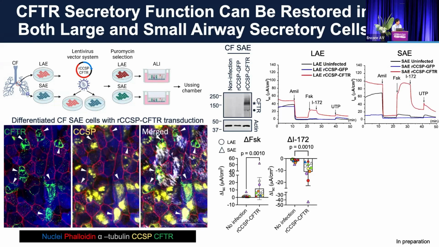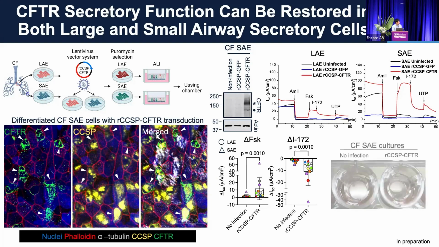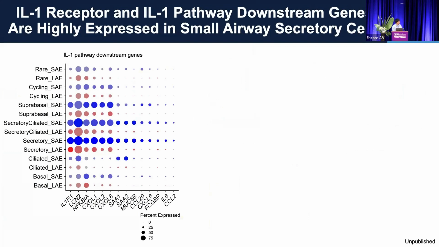And then Ussing chamber data shows nice restoration of CFTR function in only the CCSP promoter driving CFTR infected cultures. And this is a visual photo of the cultures, so you can see fluid secretion in the CCSP promoter driving CFTR infected cultures. And another interesting thing we identified in the single cell sequencing data is that the secretory cell population, especially in small airway, is important for CFTR expression.